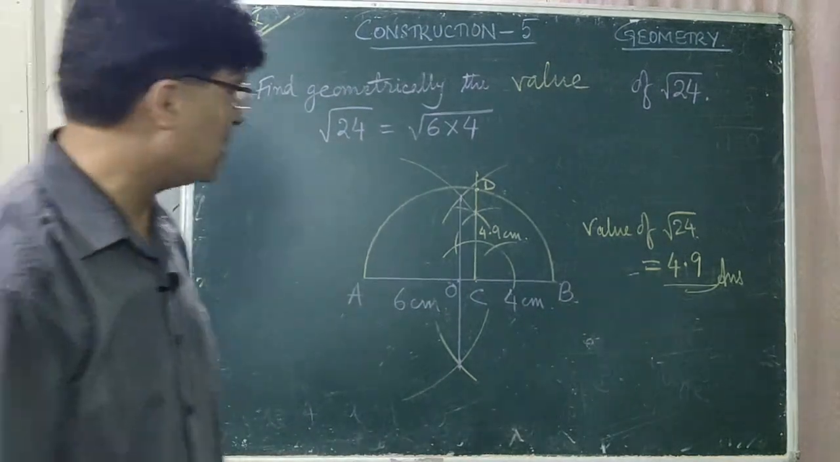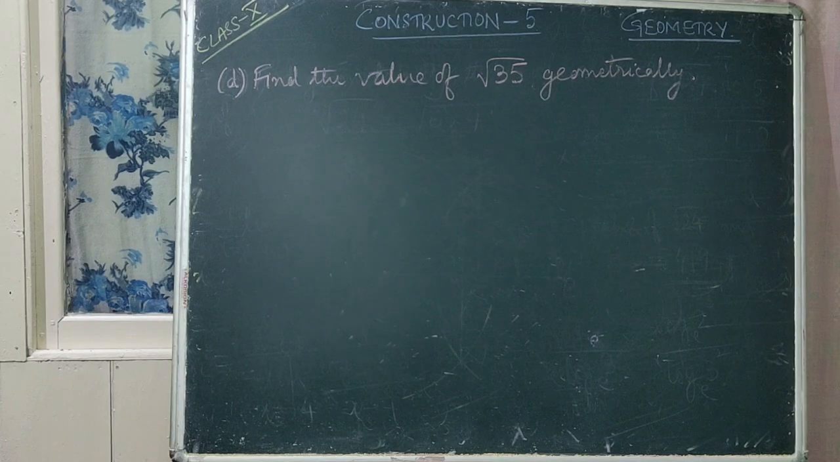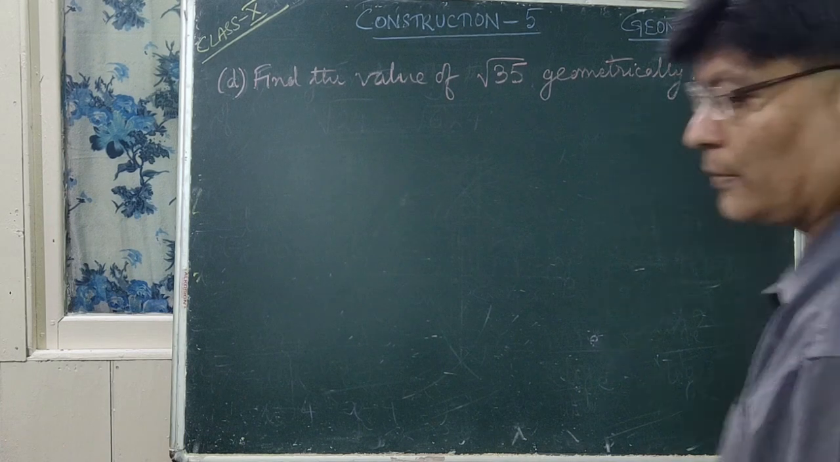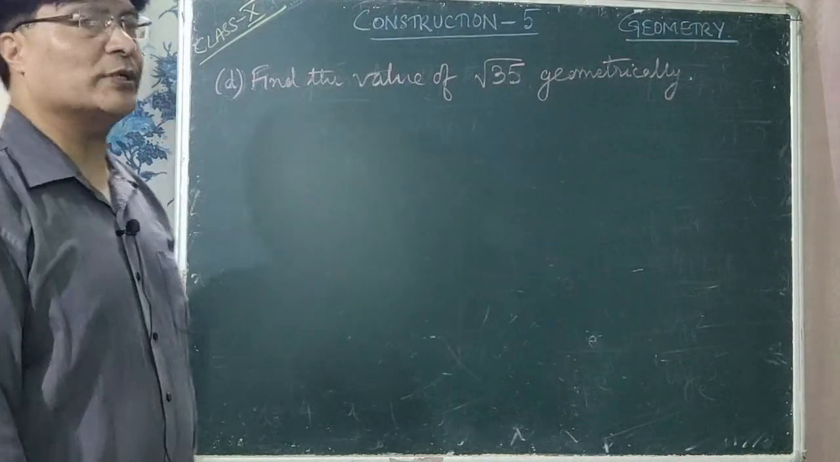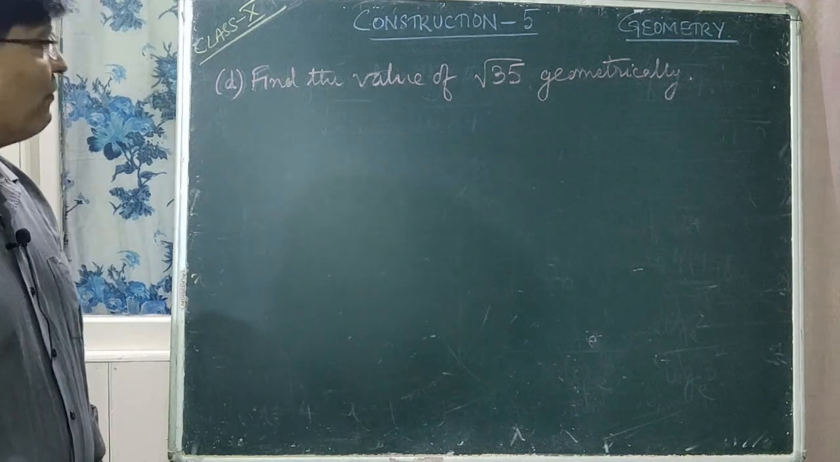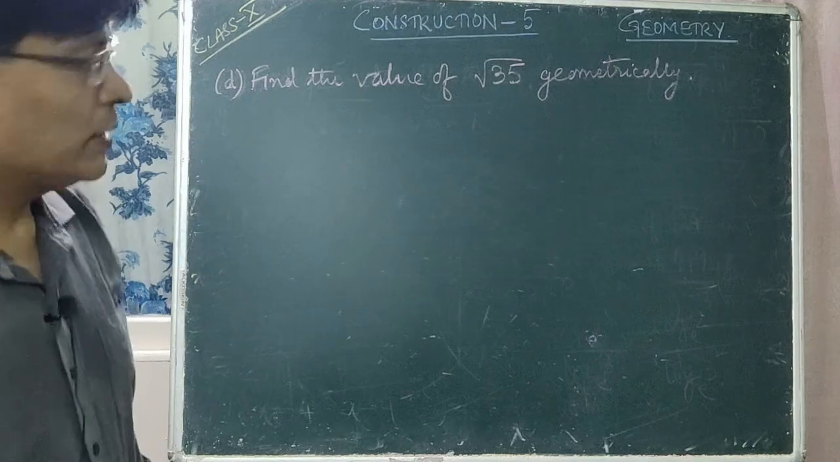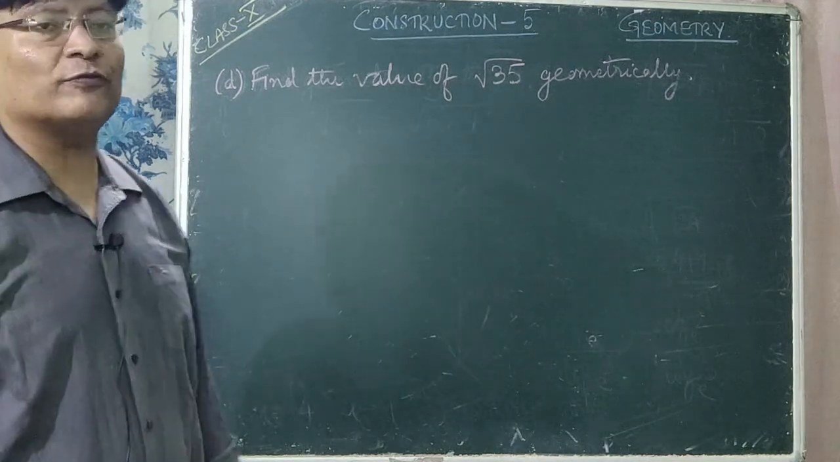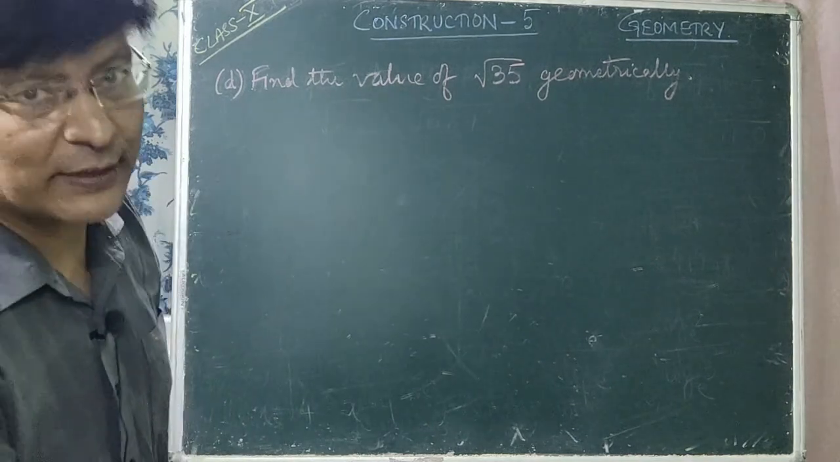So we'll do the next question now. Again, I will show you the next question. So now we'll do the next question, that is question number D, construction number 5. Find the value of root over 35 geometrically. You have to find out the value of root over 35. So what will be the square root of 35, right?